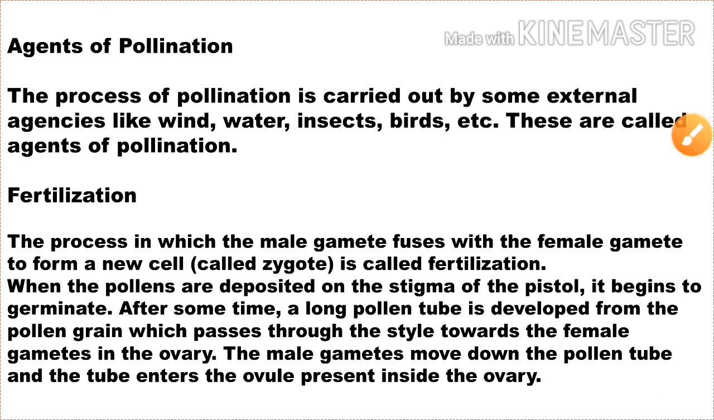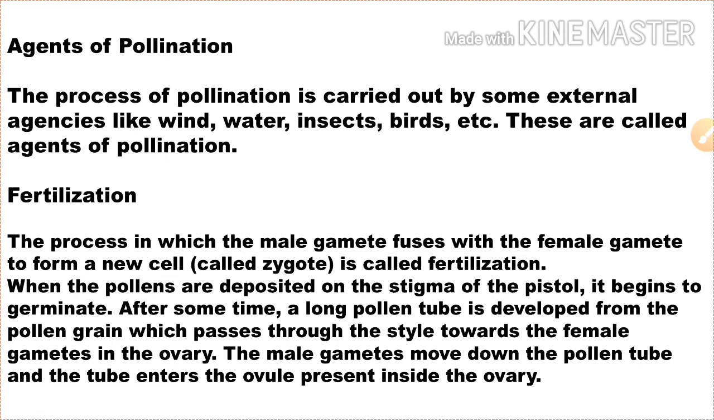The next one is fertilization. The process in which the male gamete fuses with the female gamete to form a new cell is called fertilization. When the pollen is deposited on the stigma of the pistil, it begins to germinate. After some time, a long pollen tube develops from the pollen grain, which passes through the style towards the female gametes in the ovary.